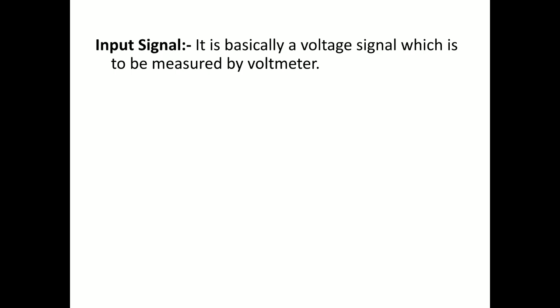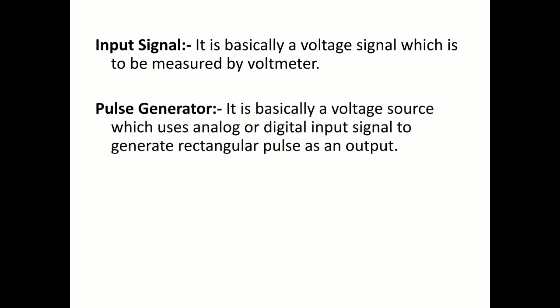So the first is input signal. In this case, input signal is nothing but the input unknown voltage whose magnitude is to be determined with the help of the voltmeter. Now what is a pulse generator? A pulse generator is nothing but a voltage source which is capable of converting an input analog or digital signal into an output rectangular pulse. So it is a device which converts the analog signal, or digital signal, applied as an input to it, into a controlled rectangular pulse as an output.